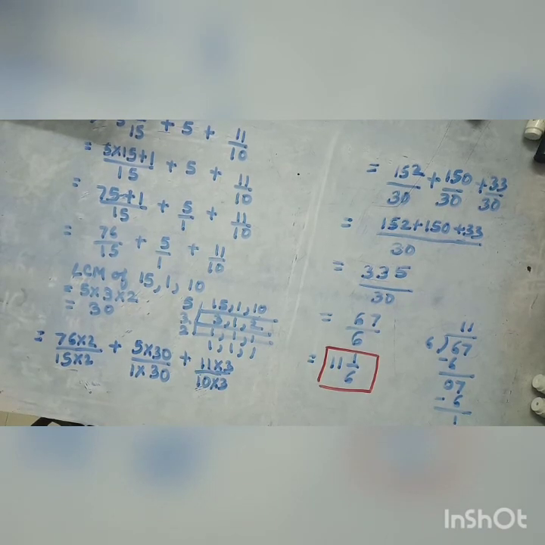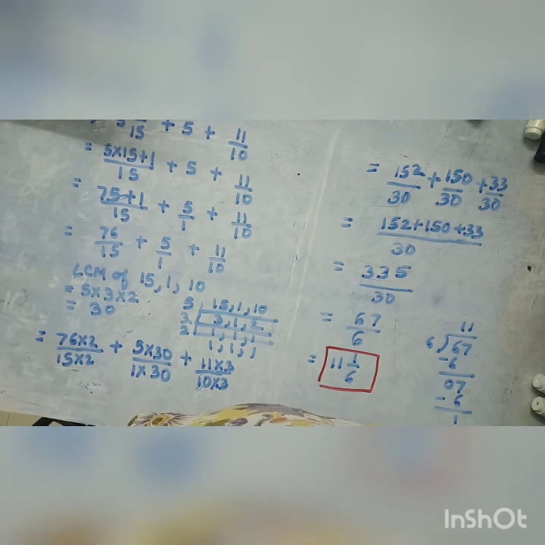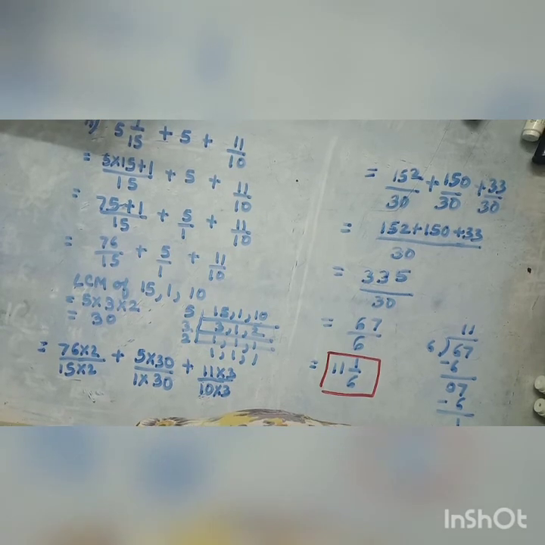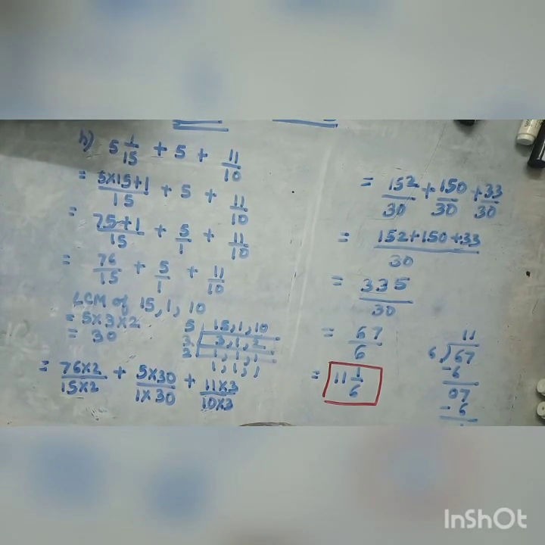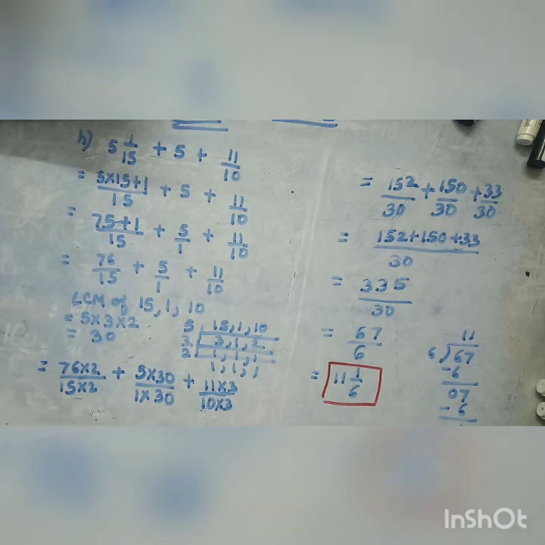ओके। So this is how we have added up this type of sums where you have the improper fraction, mixed fraction and the whole number, isn't it? So this is how you need to add all the different fractions. So thank you. We will do the rest of the problems in the next video.